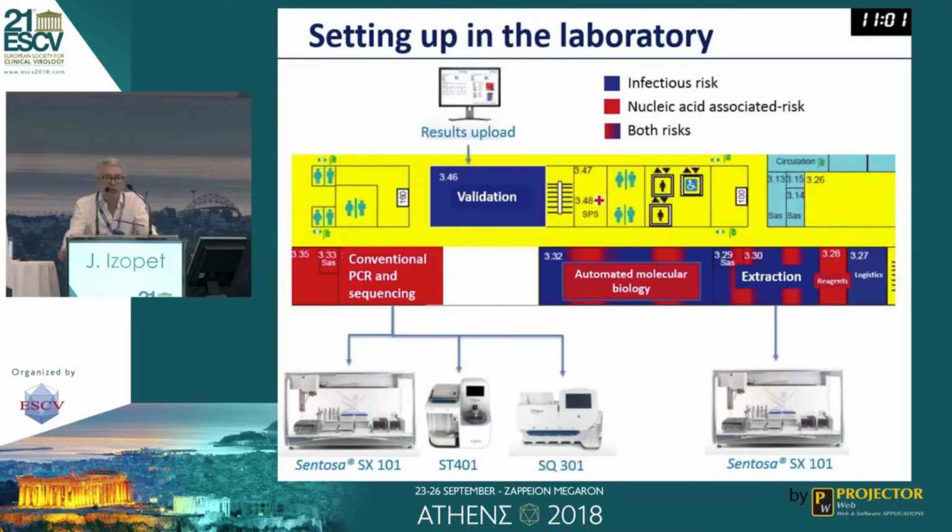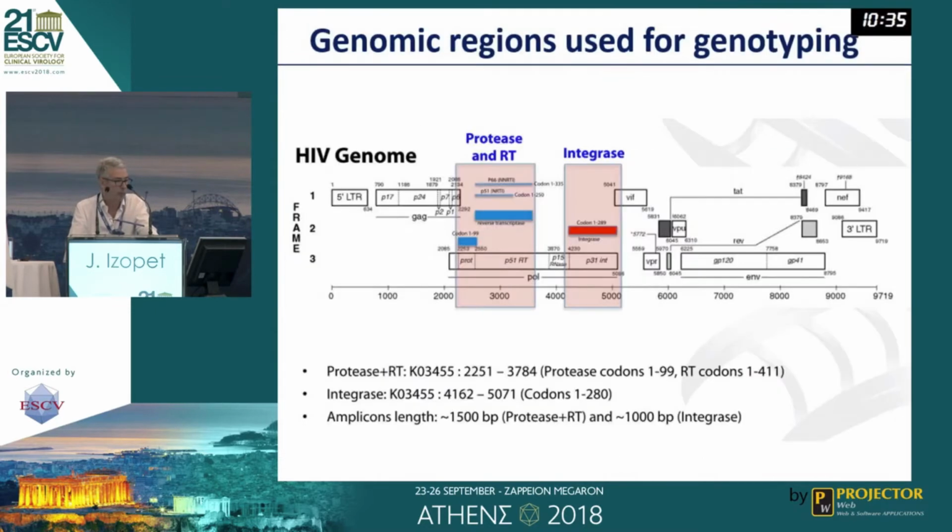The setting up in the laboratory was made in accordance with laboratory rules for preventing PCR contamination. And we decided to have an instrument for extraction in the extraction room to the right, and the other instruments in the post-PCR area for sequencing. Two genomic regions are used for genotyping, one for protease and reverse transcriptase, and the other for the integrase.